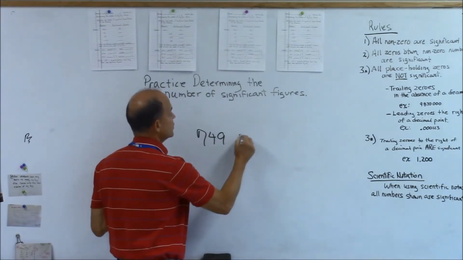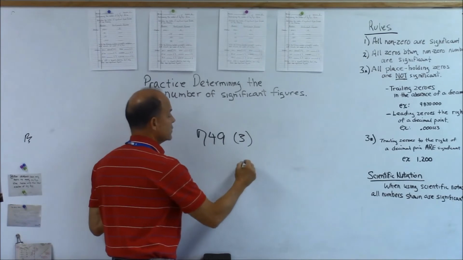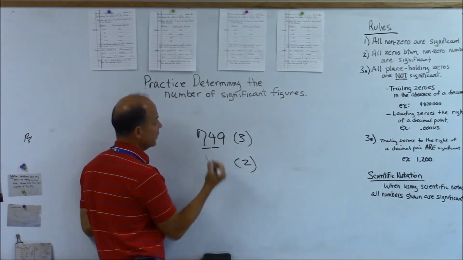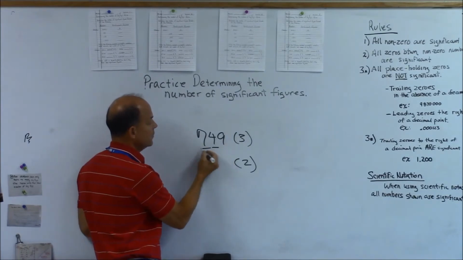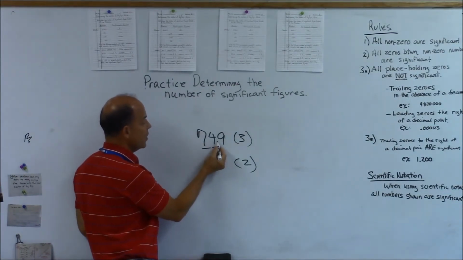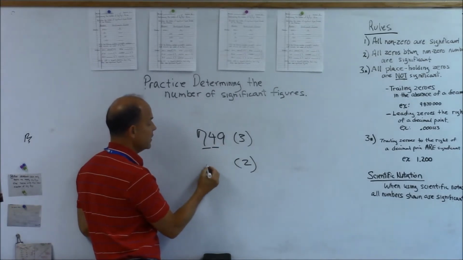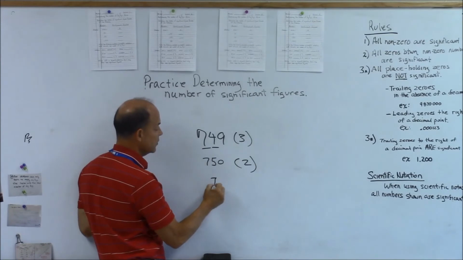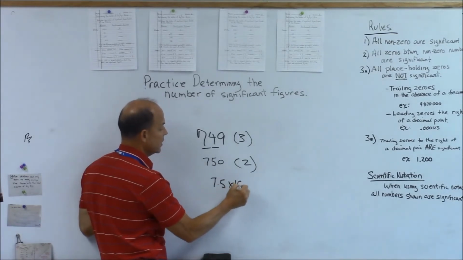749, which is 3 sig figs. Well, let's write it with 2 sig figs. Again, we can only have 2 sig figs, so we need these two digits, but we don't know if this one is going to stay at 4 or round up. Well, it is going to round up, 750, and to write that in scientific notation, that would be 7.5 times 10 to the 2.